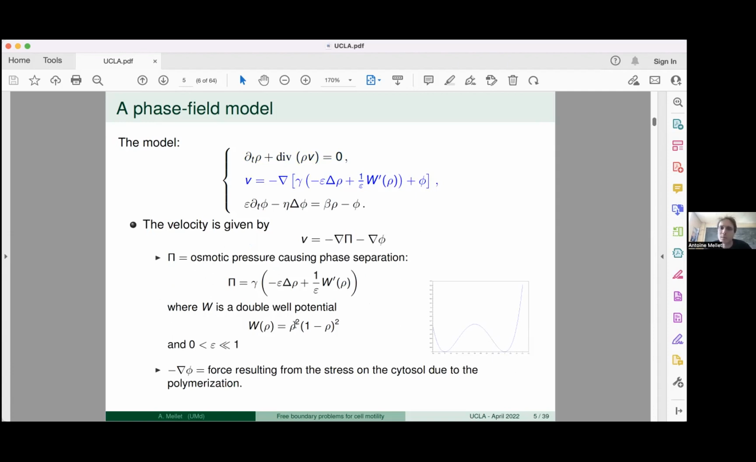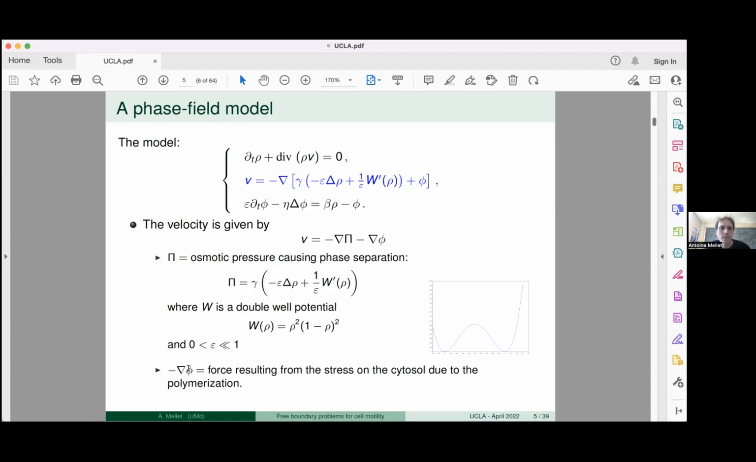W is a double well potential, typically rho squared times (1 minus rho) squared, so that the two wells are at 0 and 1. We know that when epsilon is 1, this is going to keep the cell together and create some kind of surface tension mechanism. The other important term is this gradient phi. Minus gradient phi is a force that comes from the polymerization of the actin that pushes the cell outside.